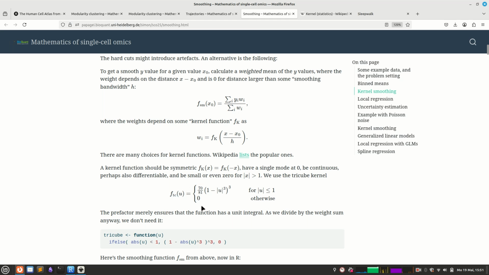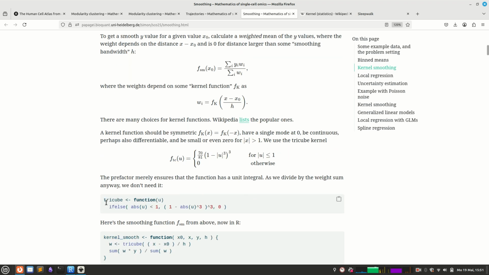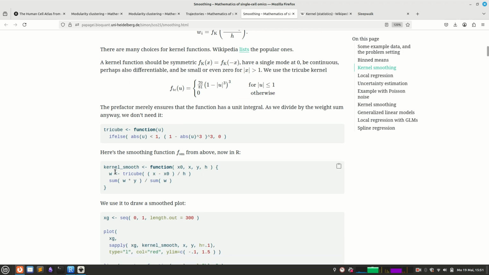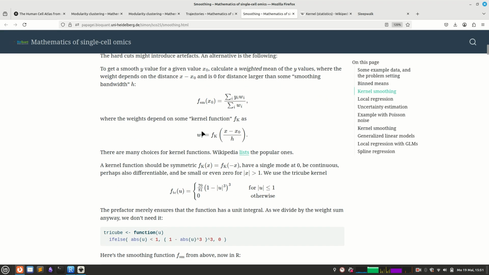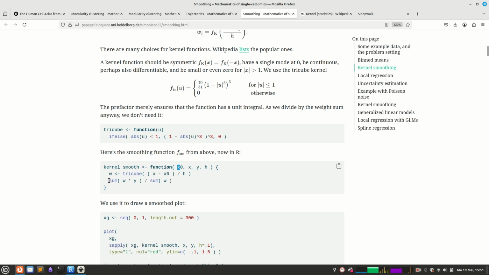So we use this kernel here, which we define to be 0 when we are further than 1 away. And I have defined this function here. And now you can see how the smoothing function works. I ask what's the value of my smoothed function at position x naught, and what it does, it calculates weights by subtracting x naught from each x value of every data point, scaling all the x values around the desired point, and then it calculates here the weighted mean. So the sum of this divided by the sum of the weights.